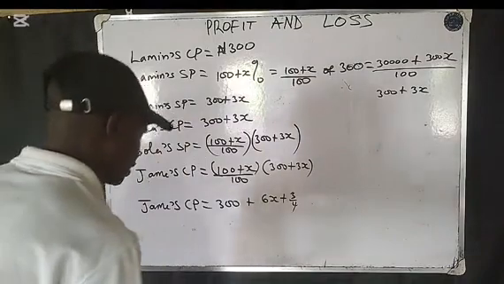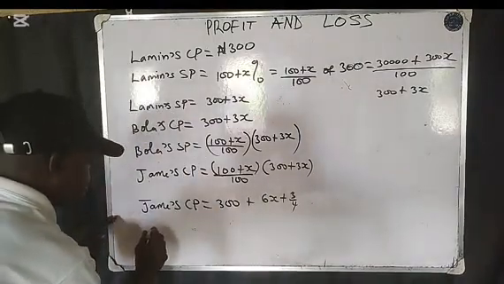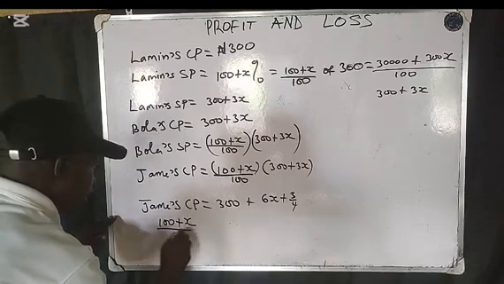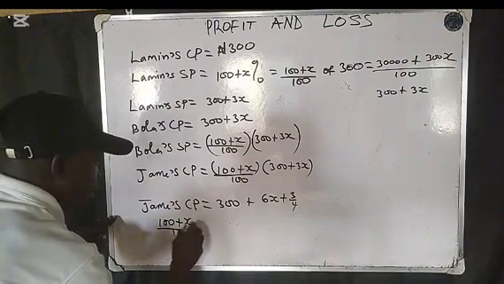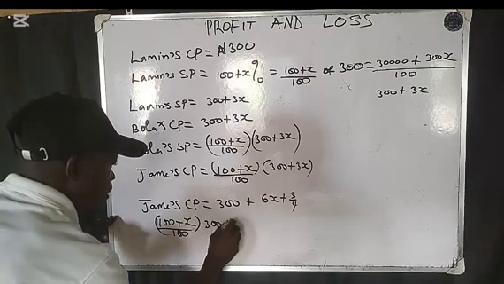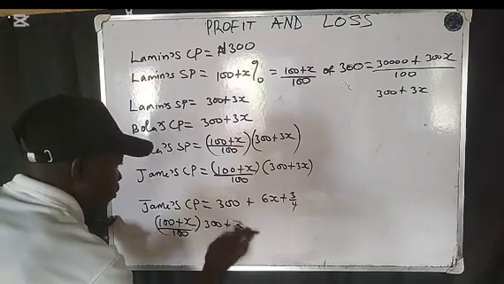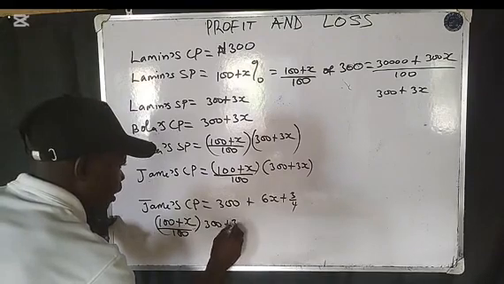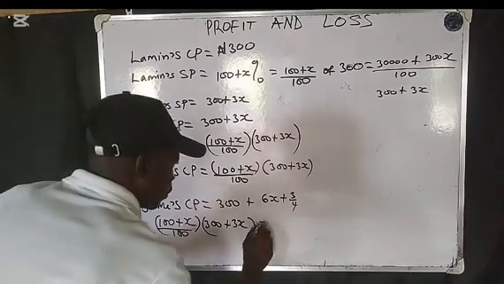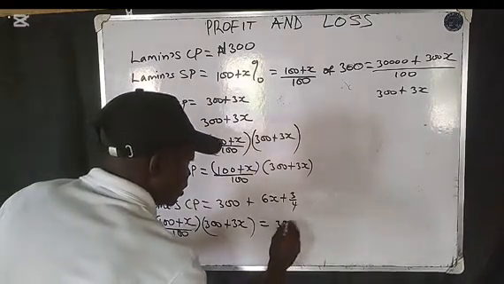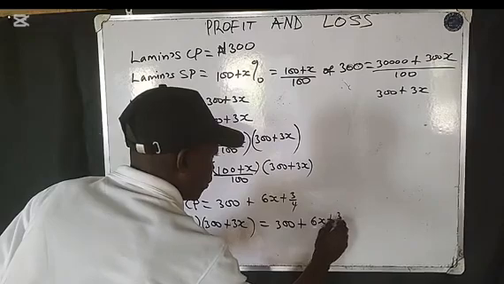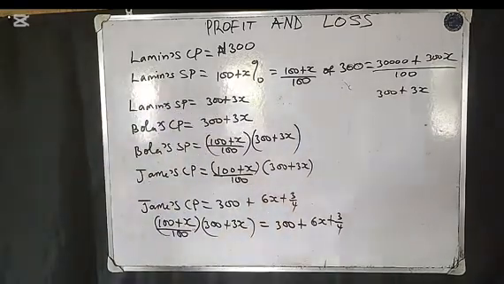So when we do that, we form our equation: (100 + x)/100 times (300 + x) plus 3x, right, equals (300 + 6x + 3)/4, right?